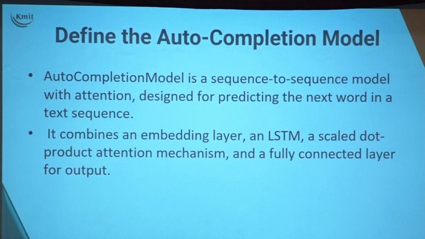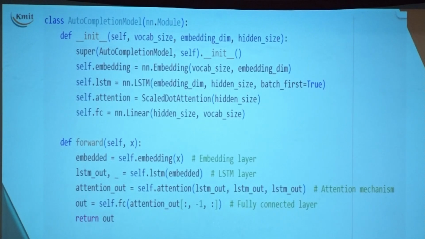So our auto-completion model that we want to design is a sequence-to-sequence model. Yes or no? You are taking some, say, 5 words in a sequence. How many next words you are generating, that you still have to decide. Now, here you are using it along with attention to predict the next word in the text sequence. It combines an embedding layer, LSTM, scaled dot product attention mechanism, and a fully connected layer. All these things will be present in your model. Let's go one by one.